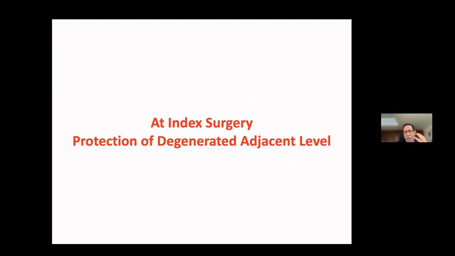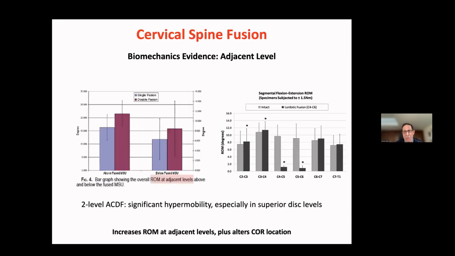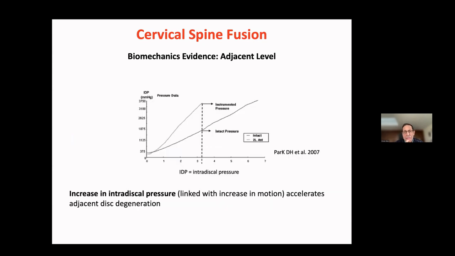If I see when I operate a patient that is symptomatic from one level, and on an adjacent level, there is already some sort of degeneration, I think this is a good indication at the index level to do an arthroplasty instead of a fusion to protect that degenerated level that is not yet symptomatic, is not causing radiculopathy. Because doing an arthroplasty, you don't increase the range of motion of adjacent levels as you see on fusion. There is a phenomenon also with fusion that you increase intradiscal pressure of the adjacent levels.